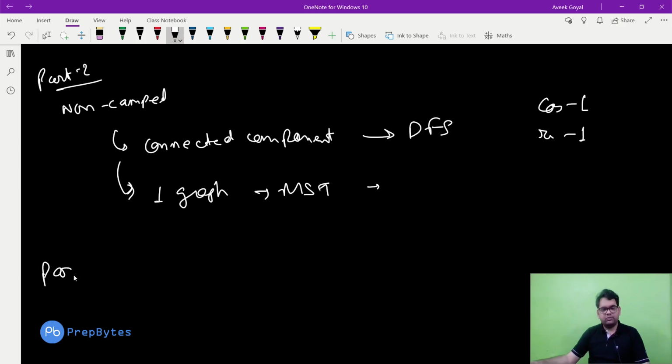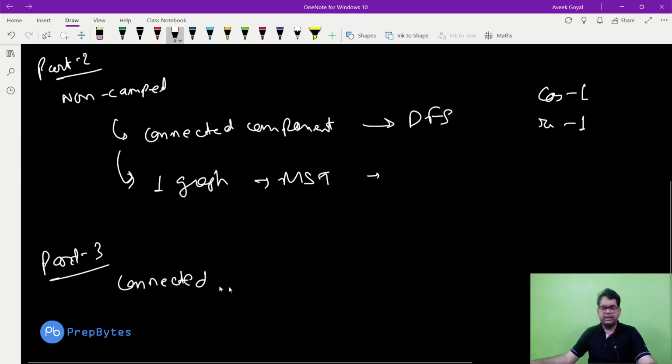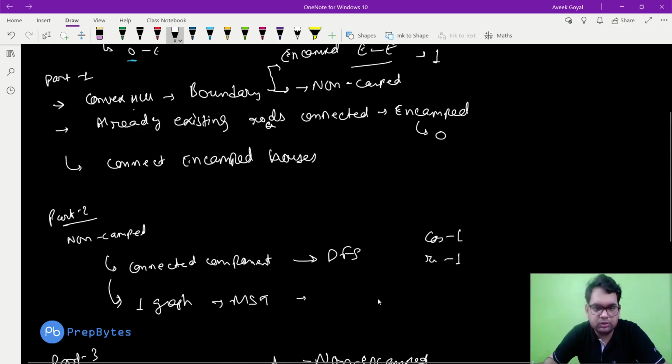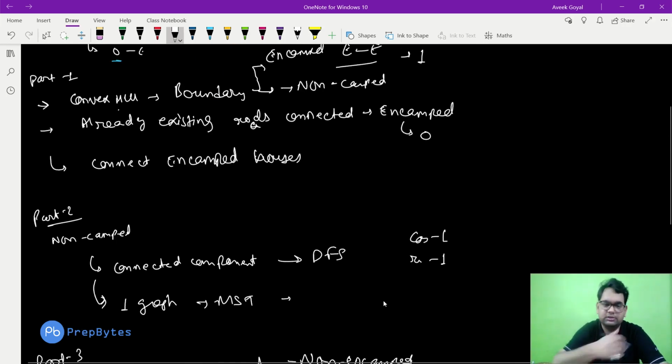Now in part 3, we need to connect the encamped and the non-encamped, and we just need one path from the encamped to the non-encamped. In this case, if a path is available, use it. If the path is not available, it will cost P. If it is available, it will cost just 1. So this was the logic behind the attack on Zulu question.